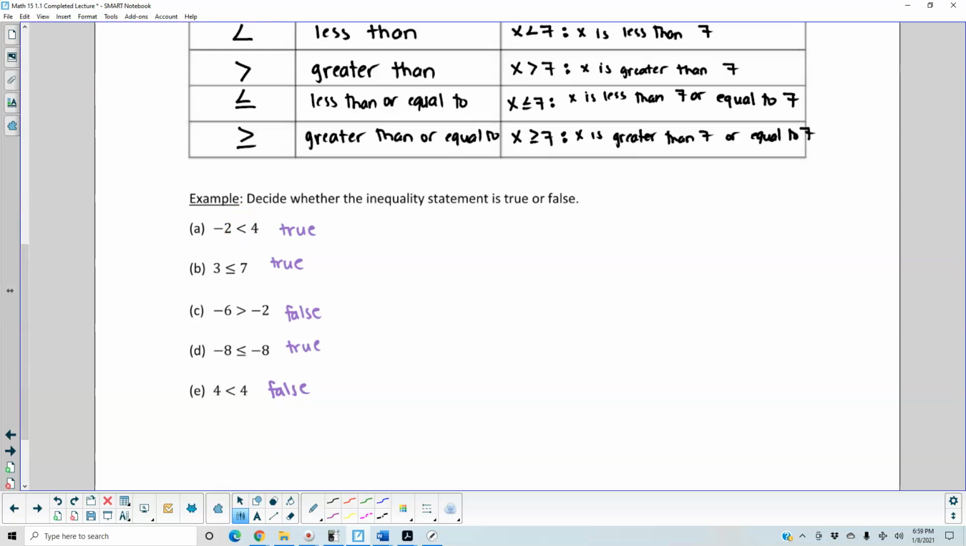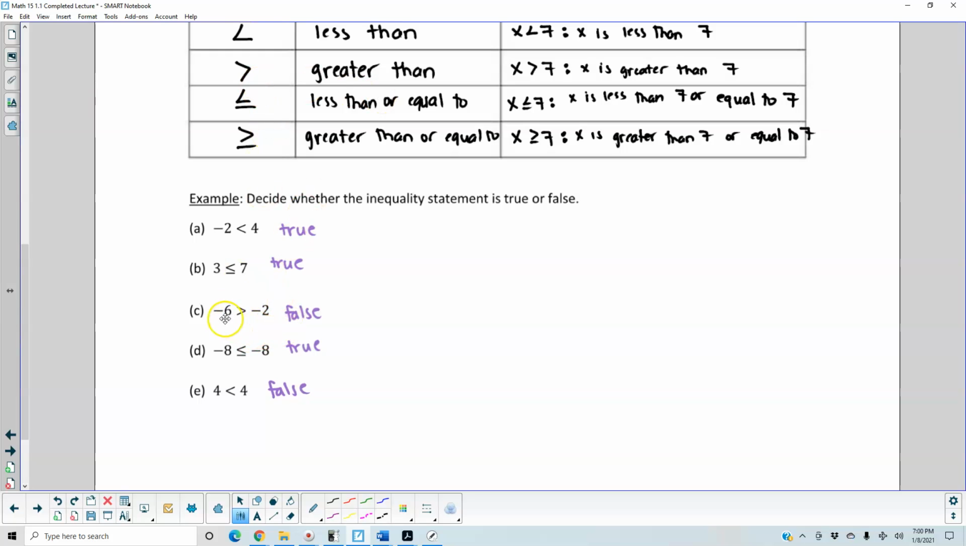So let's take a look at some examples here to decide whether the inequality statement is true or false. So, part A, -2 is less than 4. Well, -2 is less than 4, so therefore this answer is true. In part B, 3 is less than or equal to 7. Now, 3 is not equal to 7, but it satisfies that 3 is less than 7, so therefore that's a true statement.